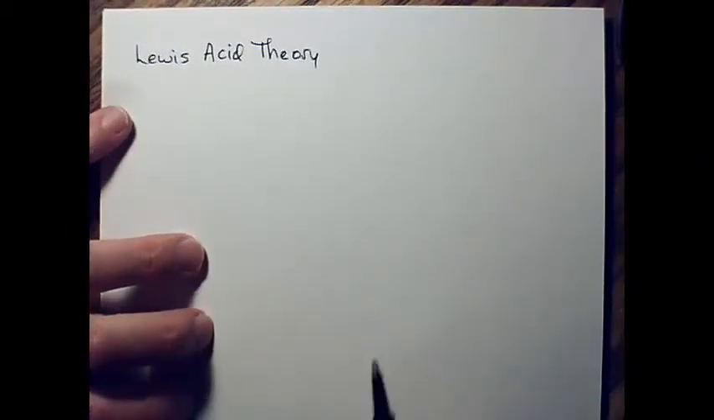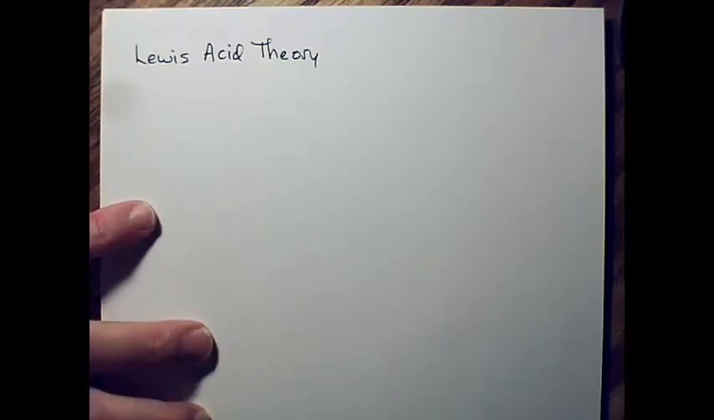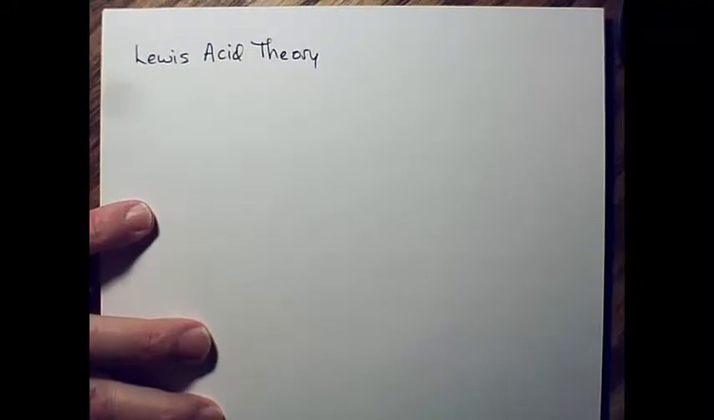Okay? So here's how Lewis defined acids and bases. In the Lewis theory, acids are any chemical species that accepts a pair of electrons in a covalent bond. So acids are any chemical species that accepts a pair of electrons in a covalent bond.